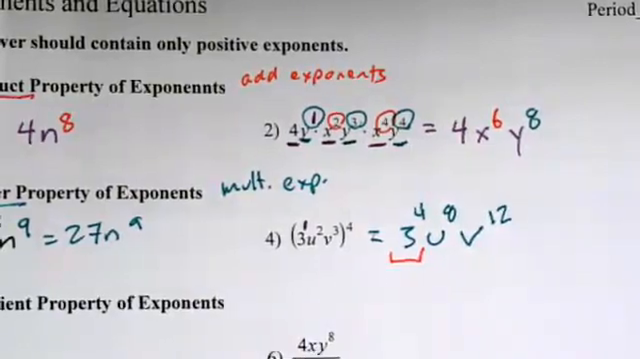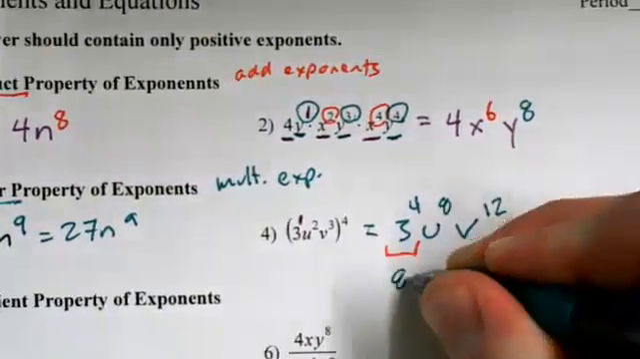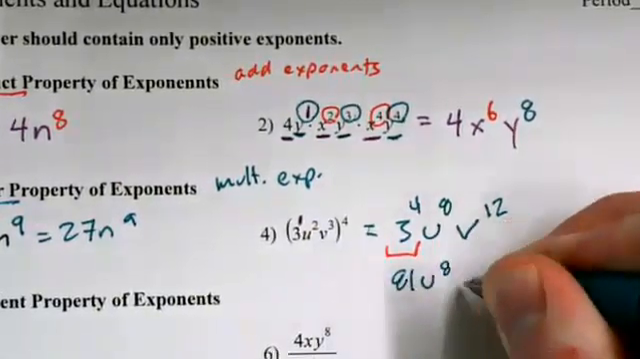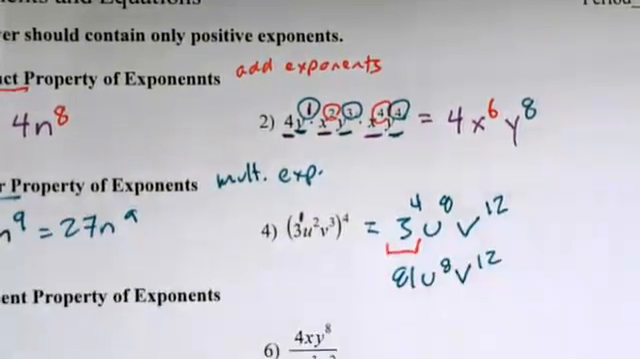You can use a calculator if you like. What's 3 to the 4th power? 81. Final answer: 81, 8, z to the 12. All right, you guys are doing awesome.